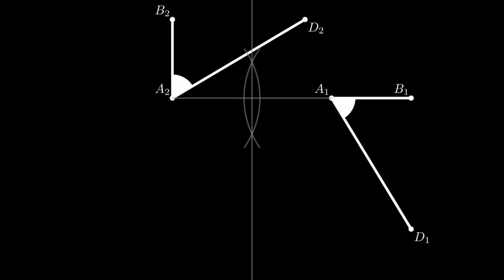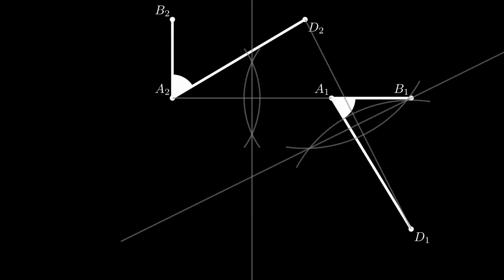First, draw a perpendicular bisector through A1 and A2. Second, draw a perpendicular bisector through D1 and D2. Then you can choose A0 on the perpendicular bisector through A1 and A2.